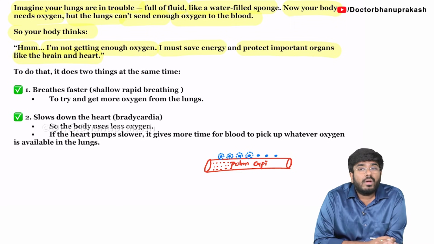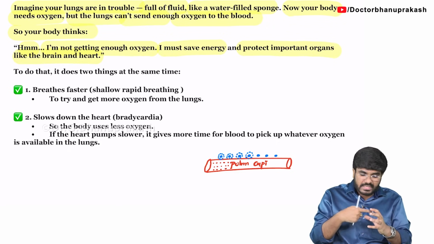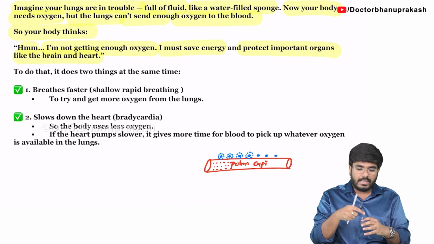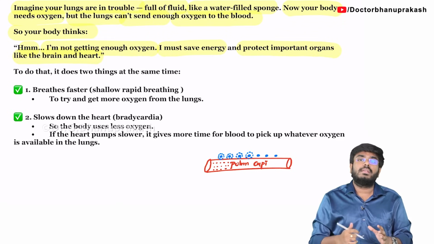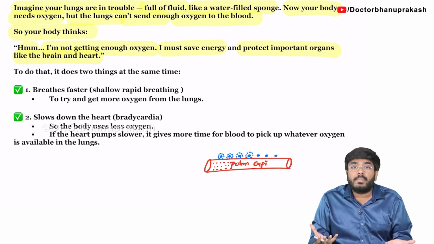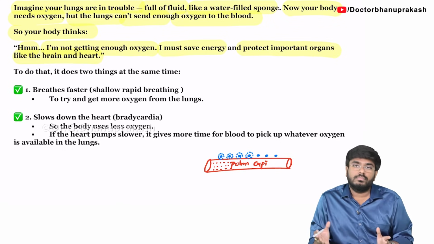So what will your body do? Once there is pulmonary congestion, these J receptors are activated. Taking this information from the J receptors, the vagus nerve will take the information to the brain. Now, like there is pulmonary congestion, pulmonary edema is there. So now enough amount of oxygen is not going to go into the blood.